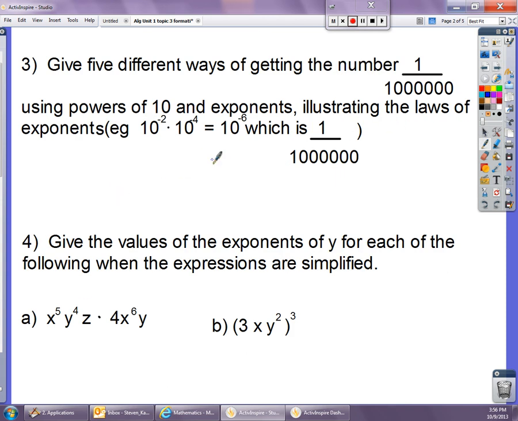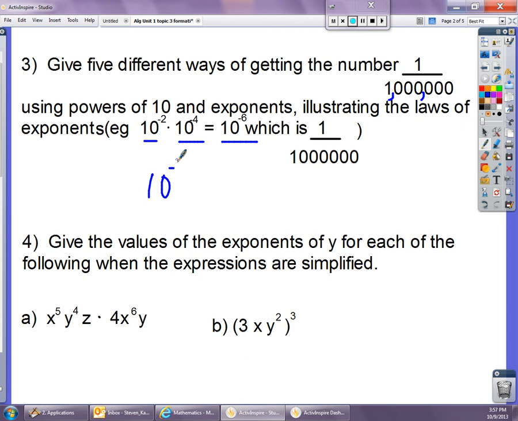Here's number 3. You have 5 different ways of getting to the number 1 over, and this is 1, 2, 3. This is 1 million. Using the powers of 10, illustrating the laws of the exponent. So I can get to 1 over 1 million by doing 10 to the negative second times 10 to the negative fourth, which equals 10 to the negative 6. That's one way to get to 1 over a million.